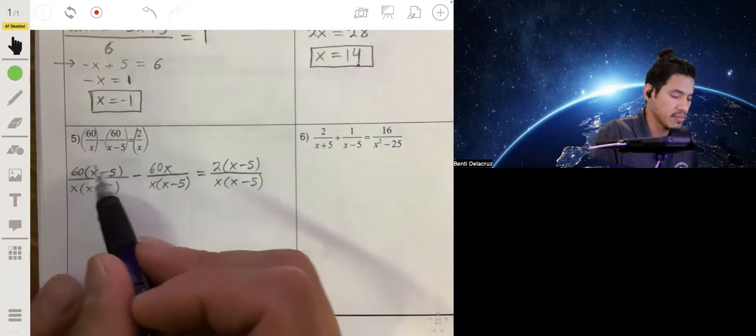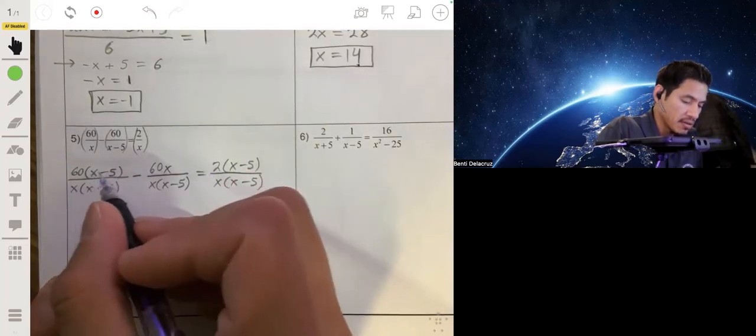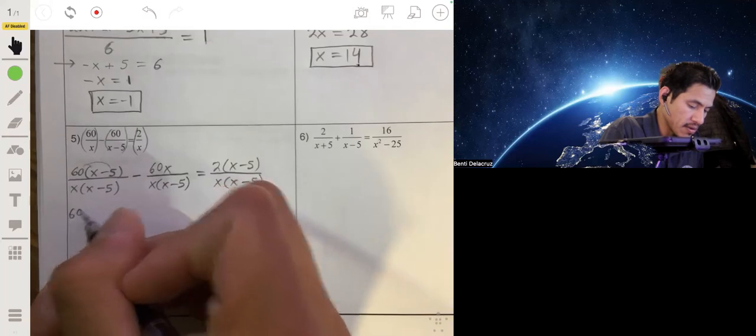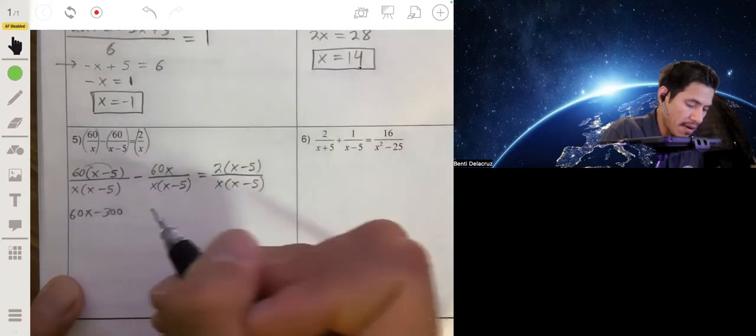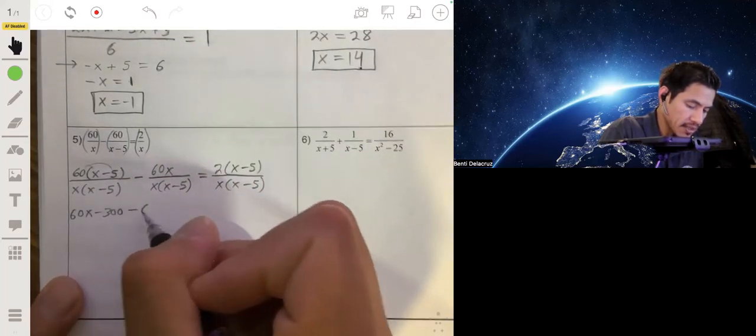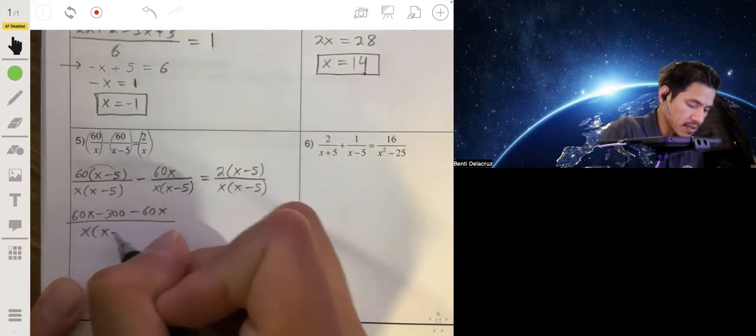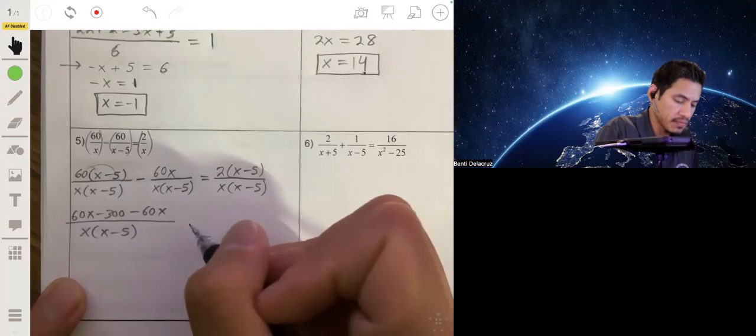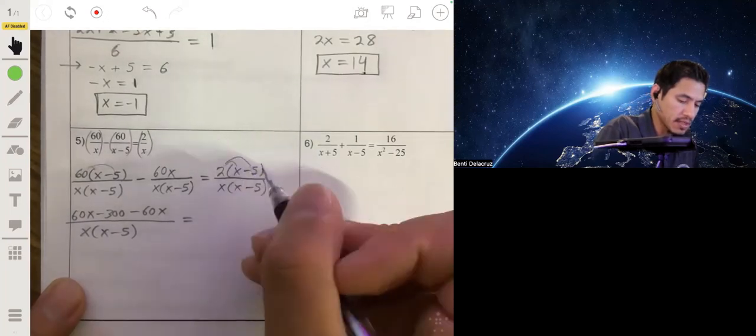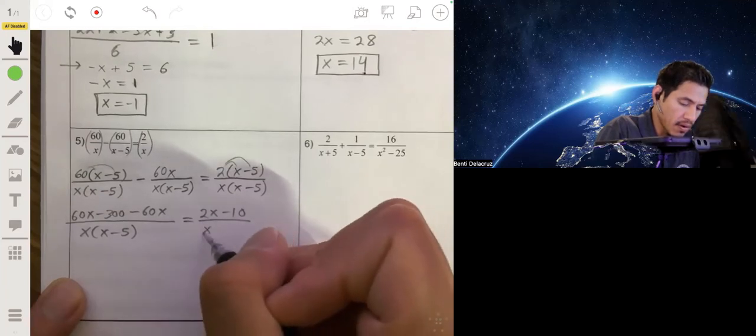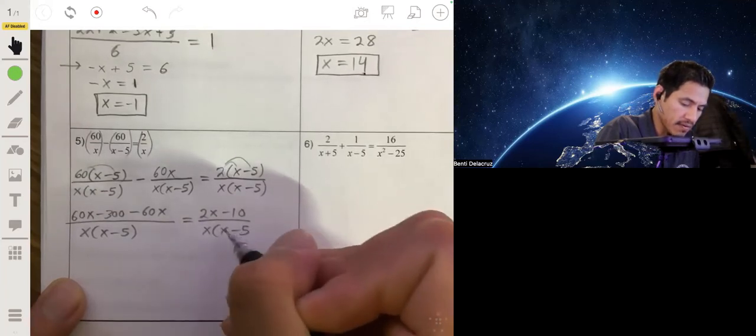So now let's distribute the top. So on top we have 60x minus 300 minus the 60x, all over x times an x minus 5, and that'll be a 2x minus a 10 over an x times an x minus 5.